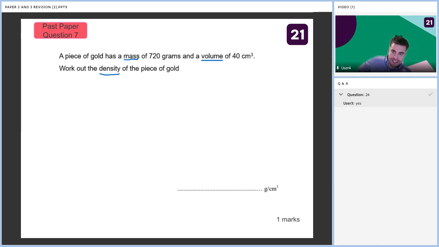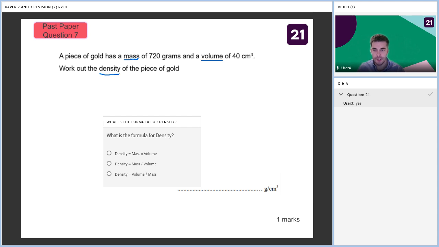Speed, distance, and time are 3 measurements that sort of come together in a way, density, mass, and volume, and you have pressure, force, and area as well. Now, those formulas aren't on the formula sheet. So your poll for this question is, what indeed is the formula for density? Is it mass times volume, mass divided by volume, or volume divided by mass?